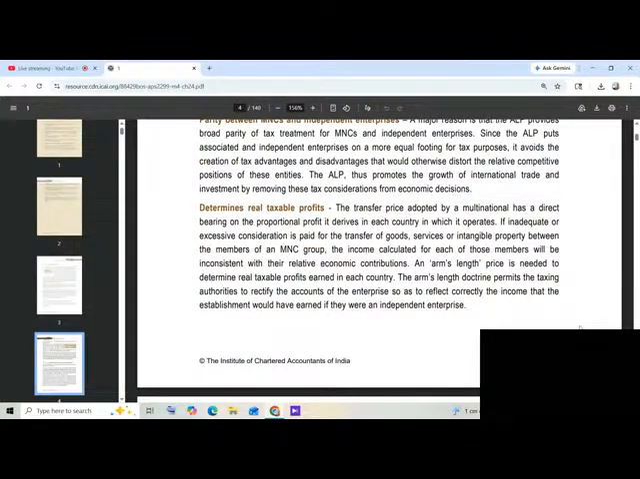The transfer price adopted by a multinational has a direct bearing on the proportional profit it derives in each country in which it operates. If inadequate or excessive consideration is paid for the transfer of goods, services, or intangible property between the members of an MNC group, the income calculated for each of those members will be inconsistent with their relative economic contributions. An arm's length price is needed to determine real taxable profits earned in each country. The arm's length doctrine permits the taxing authorities to rectify the accounts of the enterprise so as to reflect correctly the income that the establishment would have earned if they were independent enterprises.